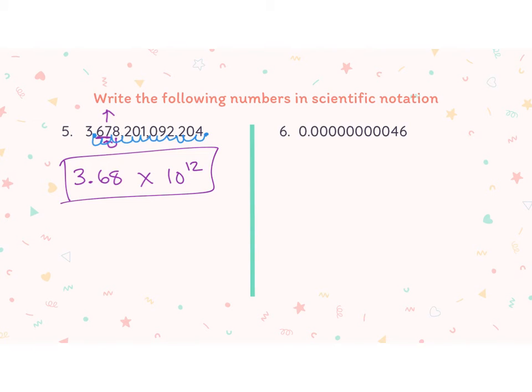Let's take a look at number 6. So in number 6, I go all the way over to here. Currently, I'm right there. I'm going to move all the way over there. It's a really small number. It's way less than 0, so I'm going to have a negative exponent here. So I go over 1, 2, 3, 4, 5, 6, 7, 8, 9, 10, which means I have 4.6 times 10 to the negative 10th power.